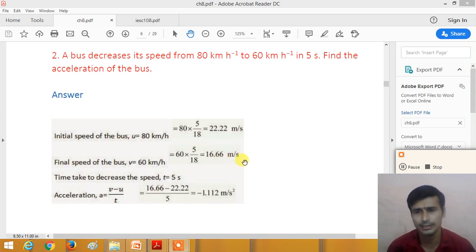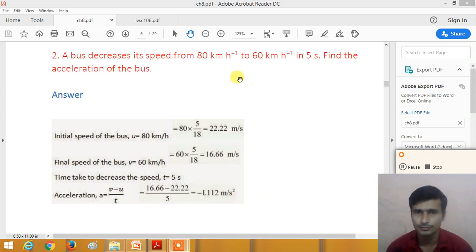Now एक्सेलरेशन की फॉर्मूला क्या है? एक्सेलरेशन a is equal to change in velocity divided by time. So change in velocity, that means final velocity minus initial velocity divided by time t. So here final velocity क्या है? 16.66. So we put 16.66. Initial velocity क्या है? 22.22. So we put 22.22 divided by time given to you, 5. So if you calculate this, we get the answer minus 1.112 meter per second square.